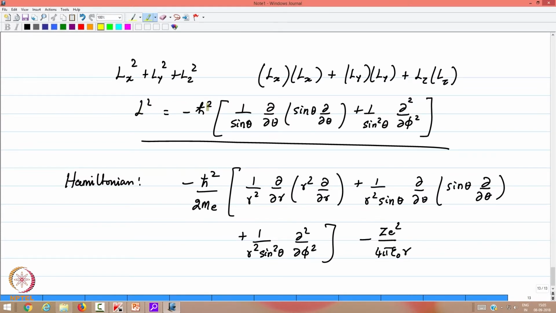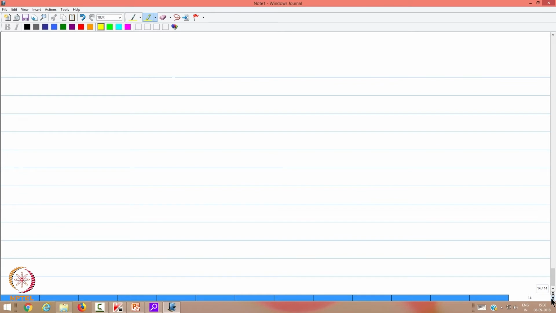The term that you calculated, the L square, is minus h bar square times sin theta dou by dou theta sin theta dou by dou theta plus 1 by sin square theta dou square by dou phi square. The only 1 by r square is common. In fact, the minus h bar square is also gone. So, what is left over is 2me r square. So, essentially the hydrogen atom Hamiltonian contains a radial r dependent part, the derivative.